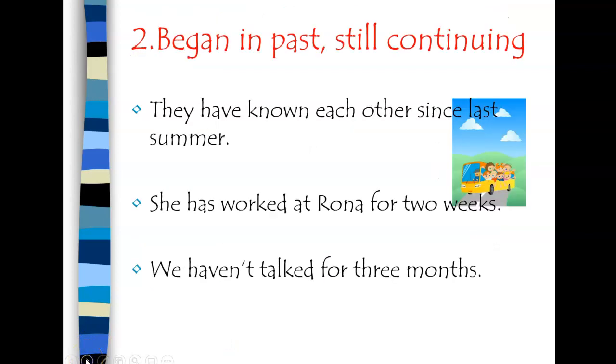The second rule is an action that started in the past and is still continuing. I just want to come back and say, for the first rule, that is where native English speakers make a lot of mistakes. This one, the second rule, is where people who are learning the language make a lot of mistakes. So they have known each other since last summer. A native English speaker would just know how to say that without even ever having to think about it.